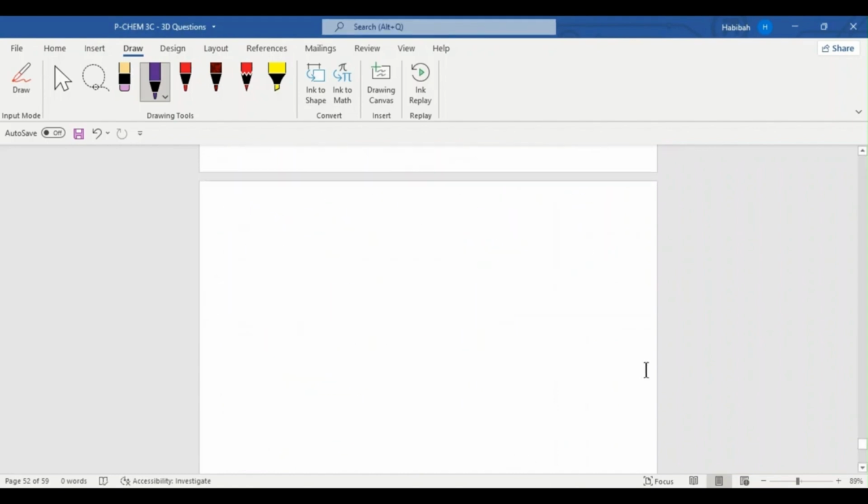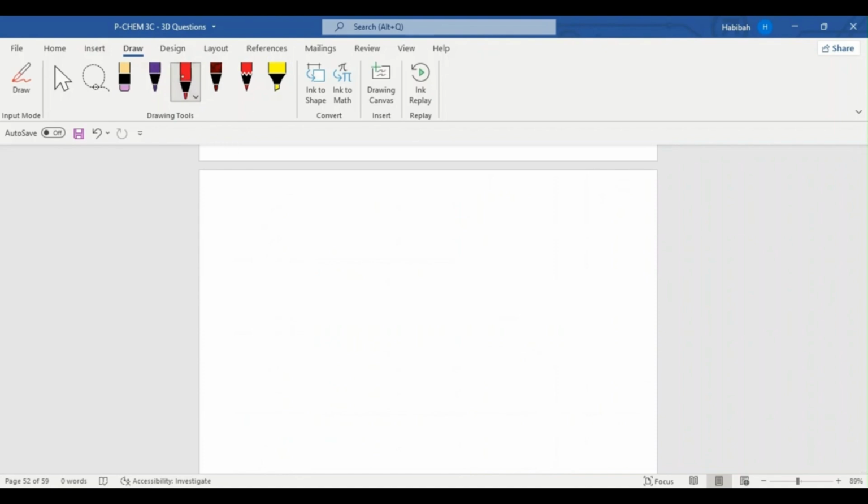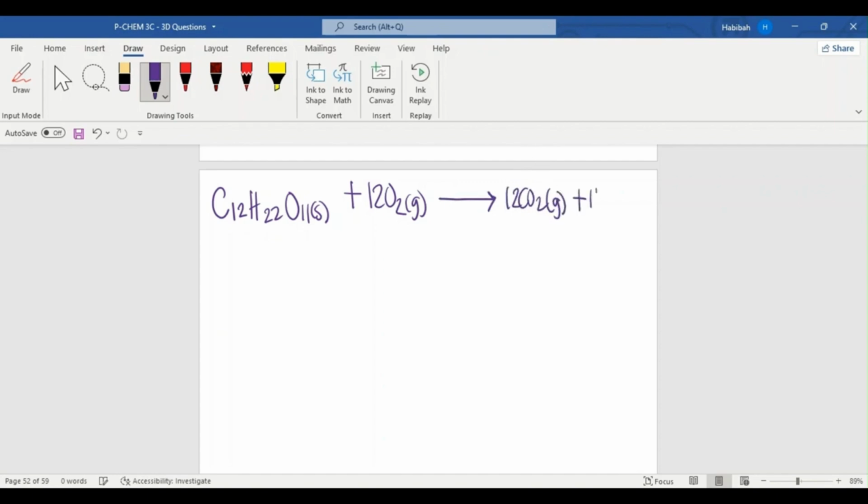Now we're going to deal with the second reaction. The second reaction, rewriting it, is C12H22O11 solid plus 12O2 gas would give us 12CO2 gas plus 11H2O liquid. This is a combustion reaction. So this is the combustion reaction of sucrose.